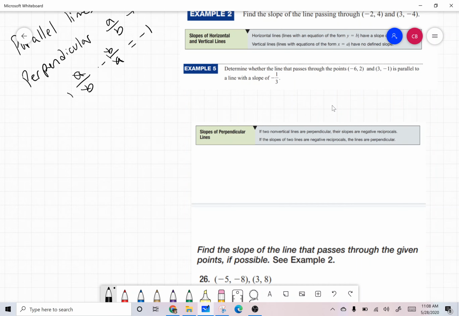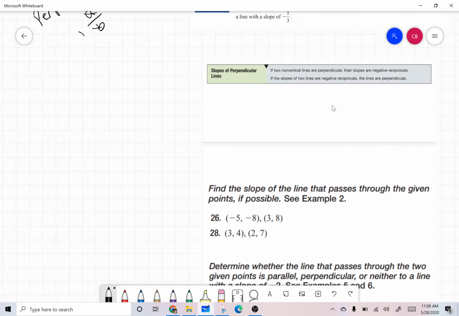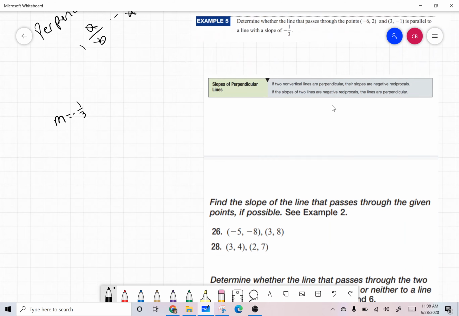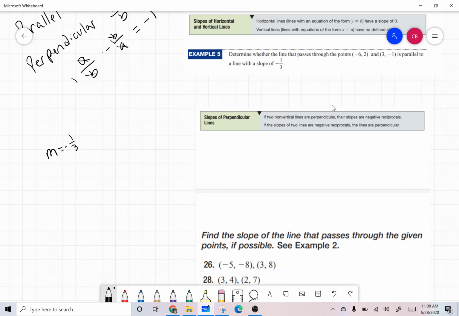So it says we want to determine a line that passes through these 2 points and is parallel to a line with the slope of -1/3. So m needs to be -1/3. In order for this line to be parallel to the other one, it has to have that slope of -1/3. And it needs to pass through only one of these points. So let's do that real quick.